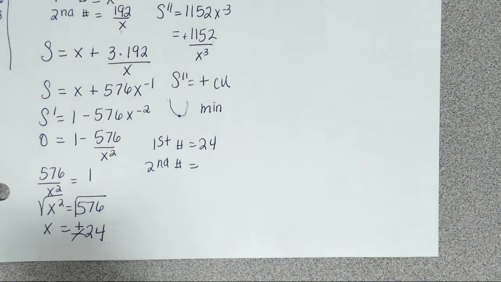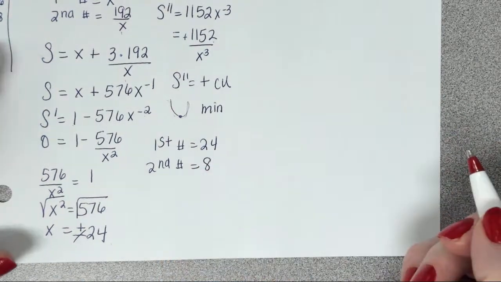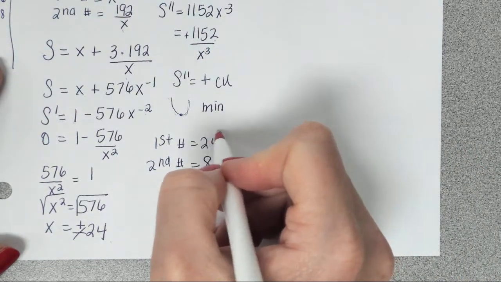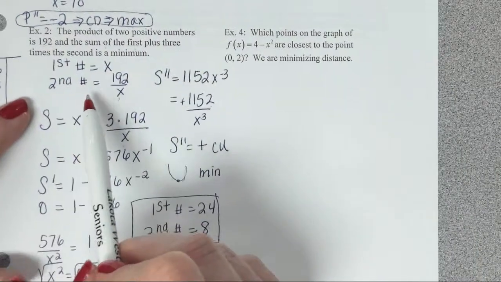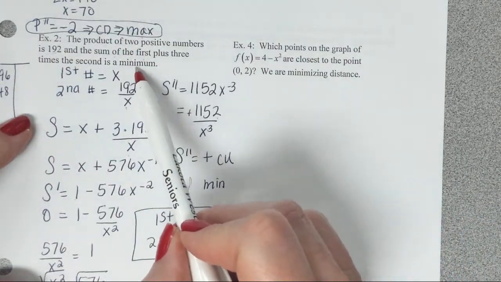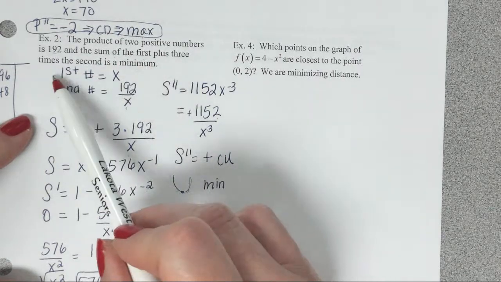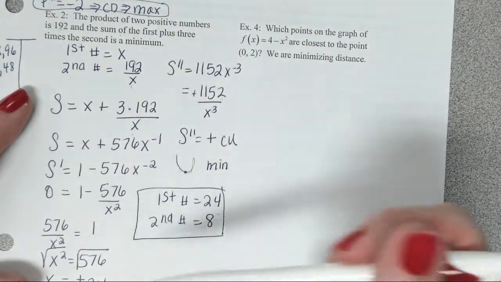And is that 8 or 6? I think it is 8. Yep, you're right. So our second number is going to be 8. And so these are going to be the two numbers that meet all the requirements and give us that least value when we do the sum of the first plus 3 times the second. Any questions on that process?